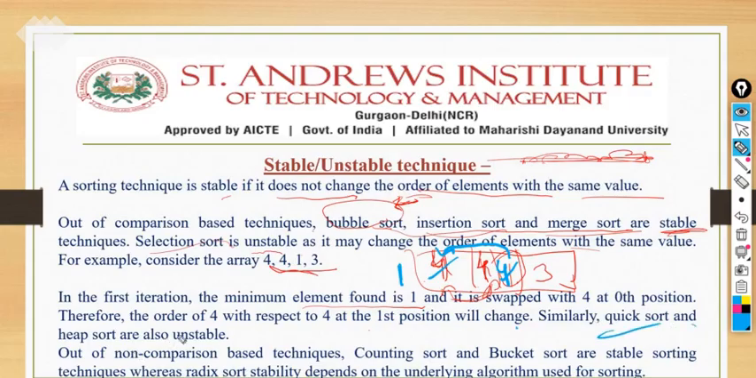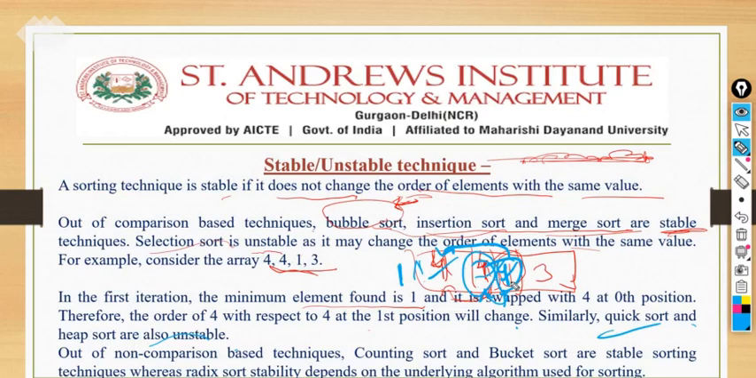Similarly, quick sort and heap sort are also unstable. So selection sort, quick sort and heap sort are the examples of unstable techniques. It is possible that the position of this particular 4 and that particular 4 may change after comparison, because one will come here and then we compare with both of them, so their positions may change.